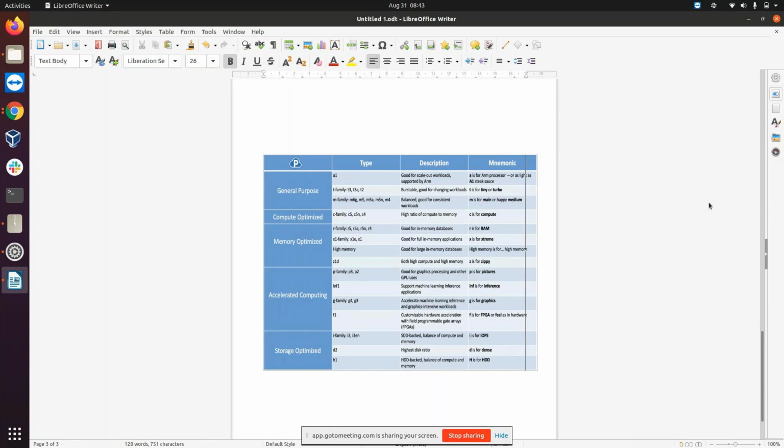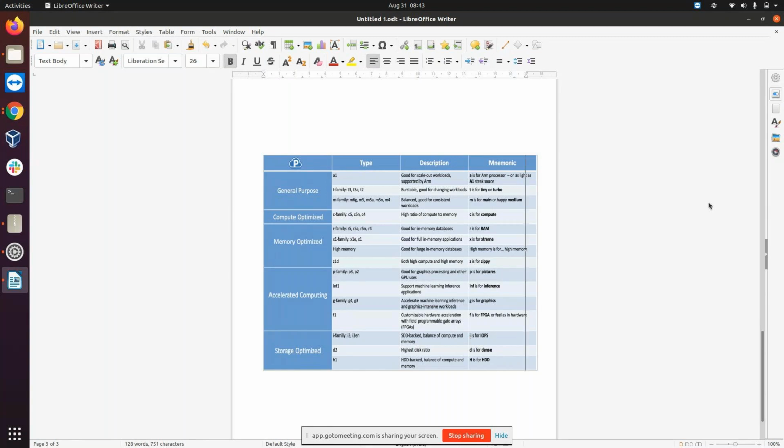In general purpose instances, we have family types, that is the M5 or M family, the T family, or the A family. Please remember, when you are creating an EC2 instance, if you notice that T, M or A is there, then it is a general purpose instance. It's good for scale-out workloads, good for changing workloads in the future, and a balance, good for consistent workloads. That is why it's called a general purpose instance.